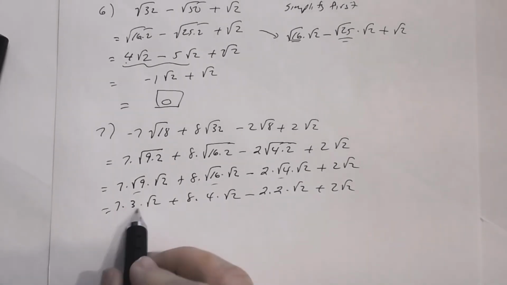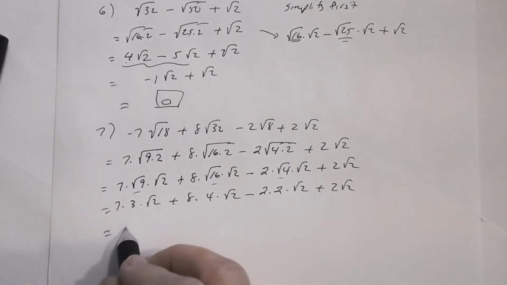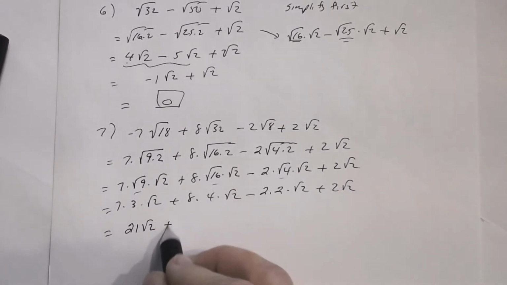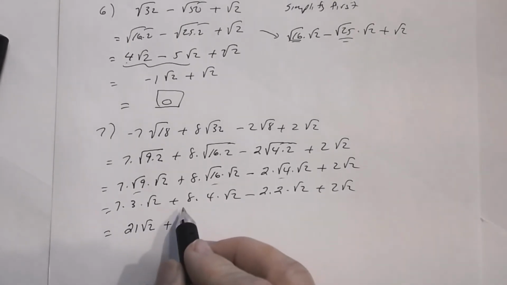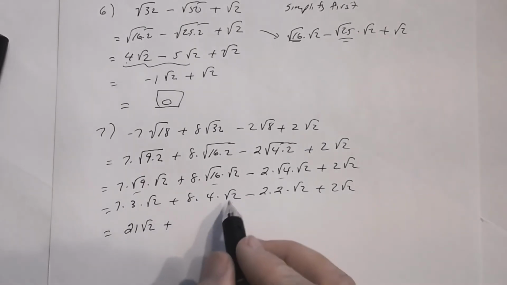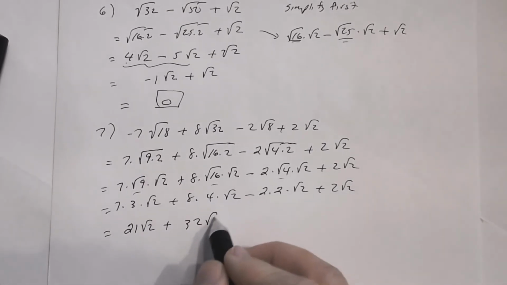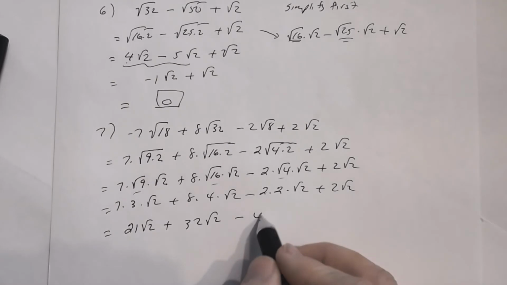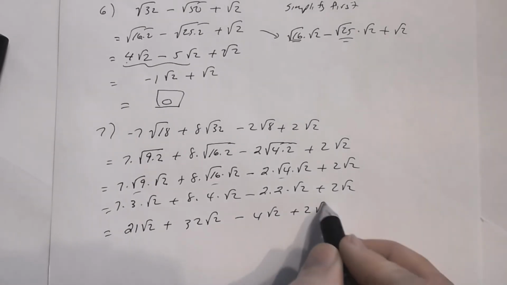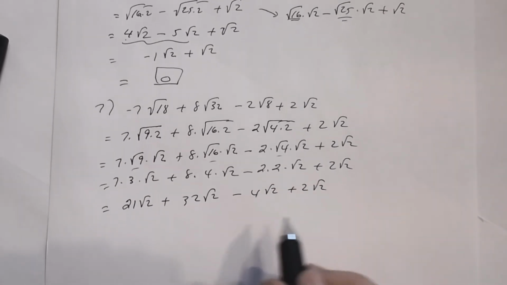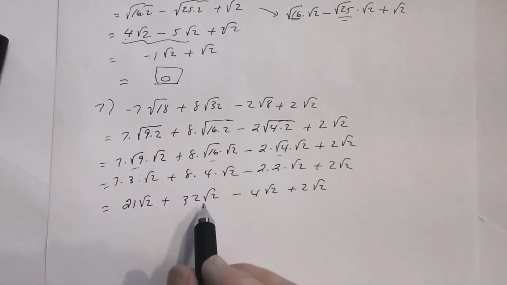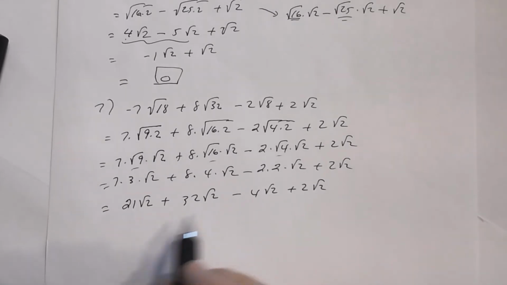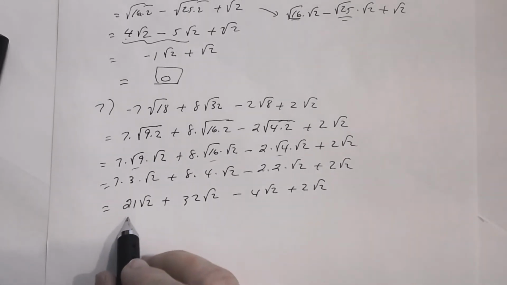And now we know 7 times 3 is 21, so this simplifies to 21 square root of 2, plus, when I multiply those factors, 8 times 4 is 32, so 32 square root of 2. Here, 2 times 2 is 4, so it'll be 4 square root of 2, and then plus 2 square root of 2. Okay? Now again, you have four radicals. Those are all now like terms, so I can add from left to right.